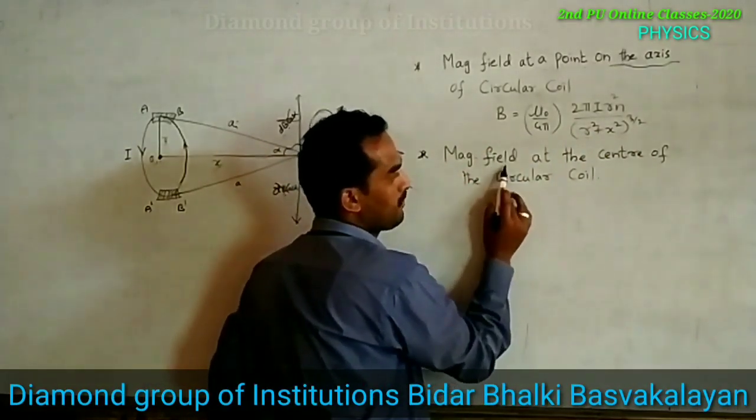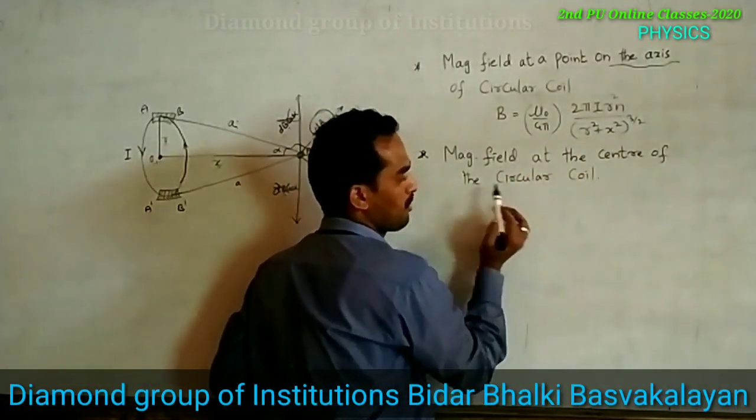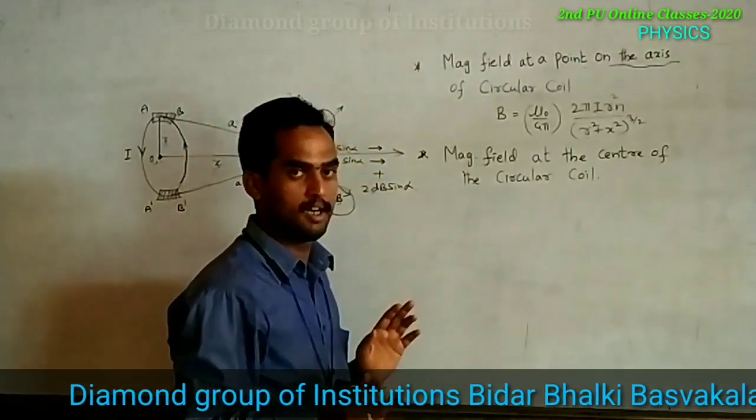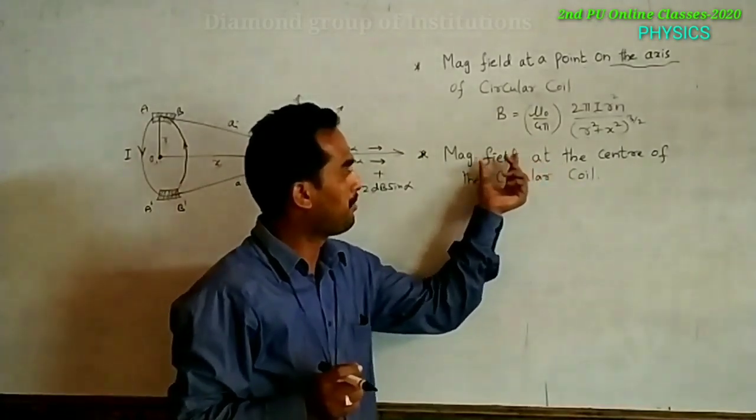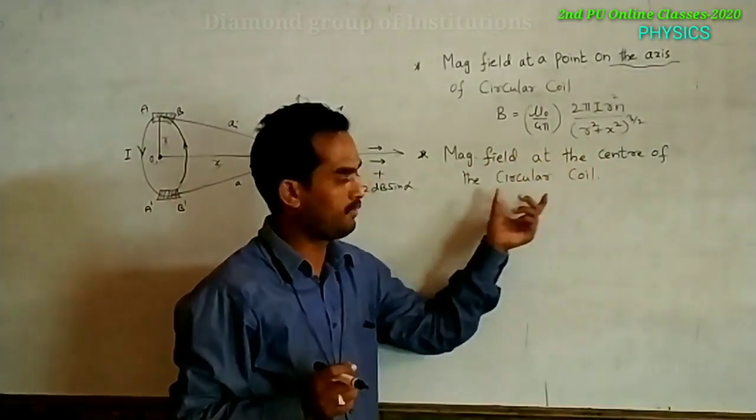Now, magnetic field at the center of the circular coil. Now we are deducing the relation for the magnetic field at the center of the circular coil.